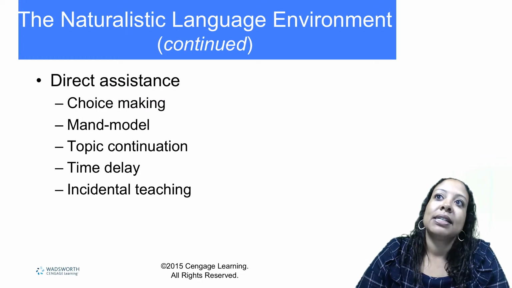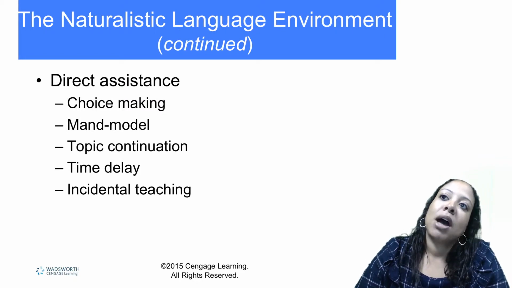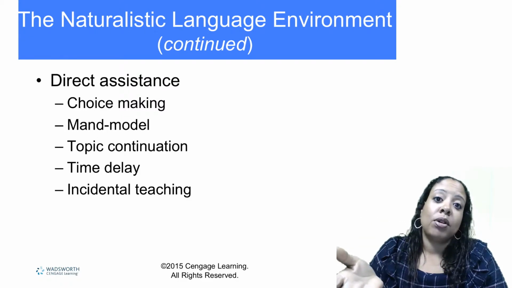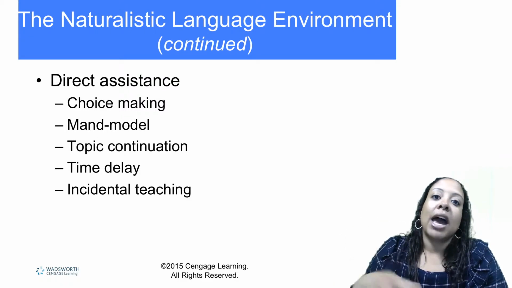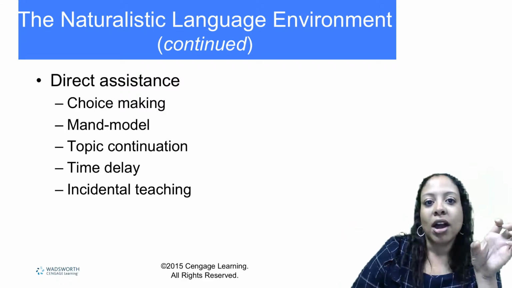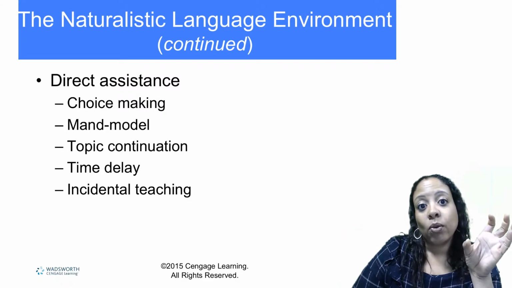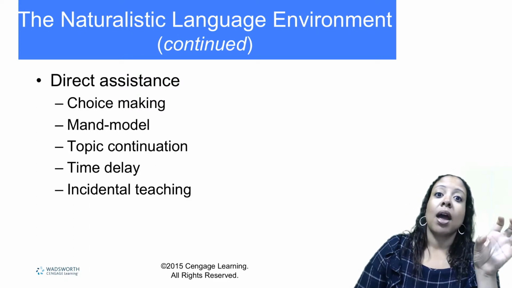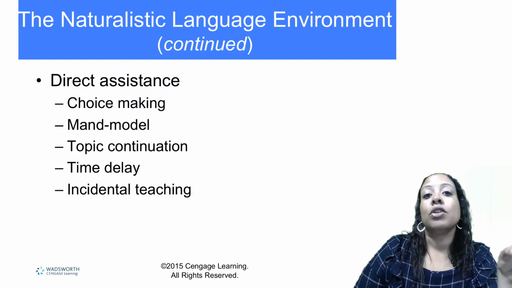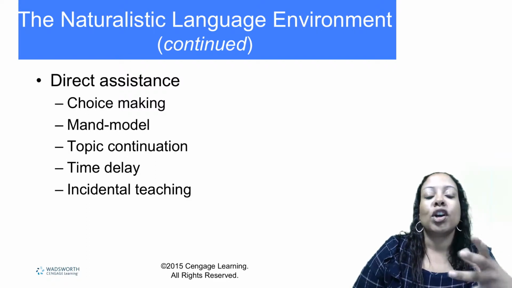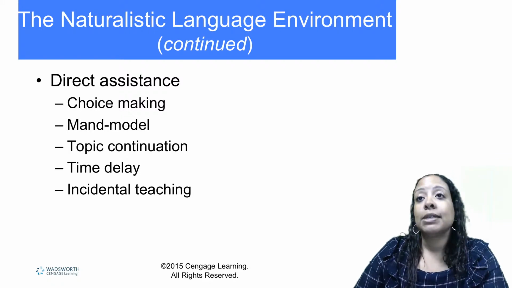Direct assistance. Choice making, mand modeling. Mand modeling would be like demanding. The textbook gives an example of the child finding something that the child is interested in. So maybe I'm holding up a toy car and I ask the child to say what he or she wants. And if they say boat, I would say, this is a car, now you say car. So you're giving them prompts to encourage accurate speech.